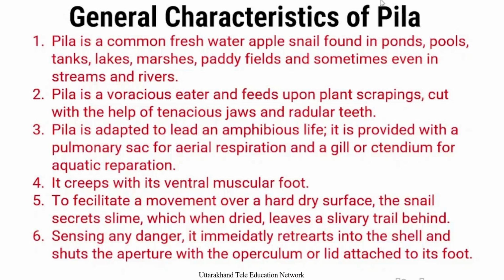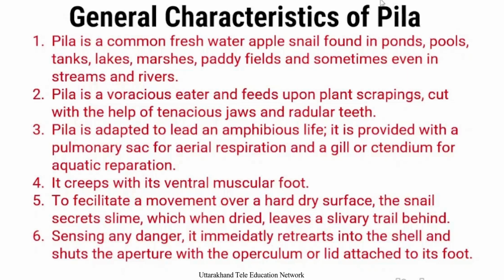It is adapted to lead an amphibious life. It is provided with a pulmonary sac for aerial respiration and a gill or ctenidium for aquatic respiration. It creeps with its ventral muscular foot, and to facilitate movement over a hard, dry surface, the snail secretes slime, which when dried leaves a silvery trail behind.